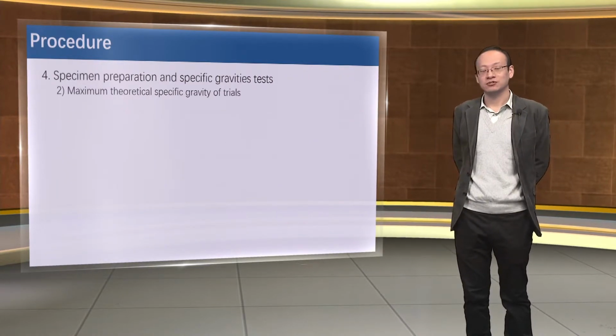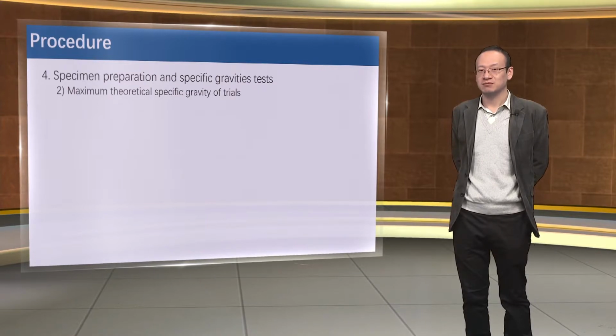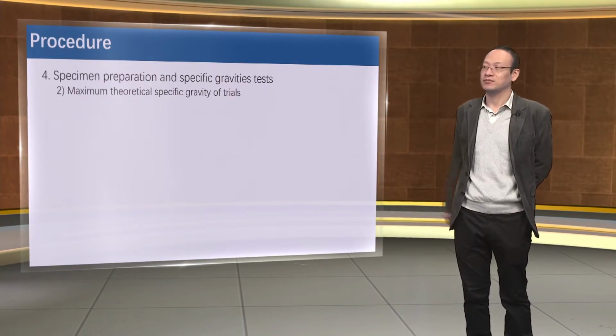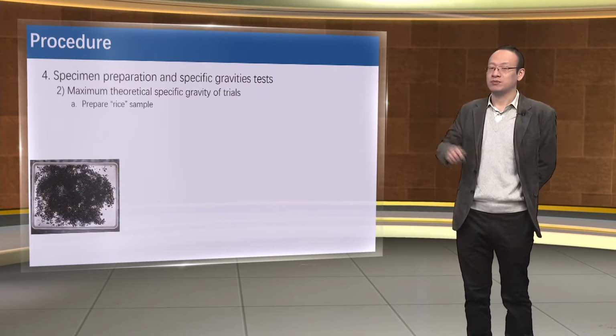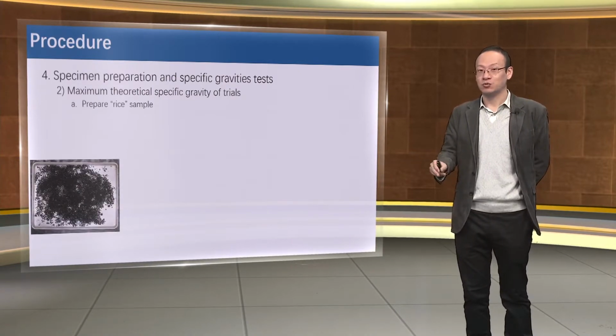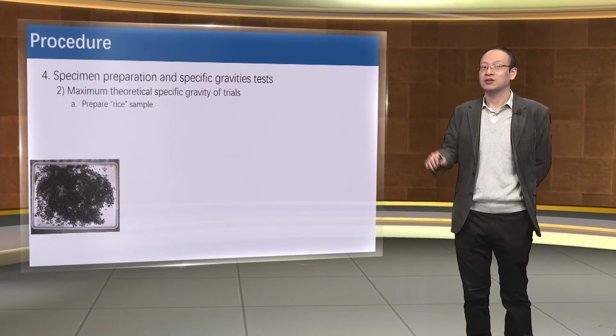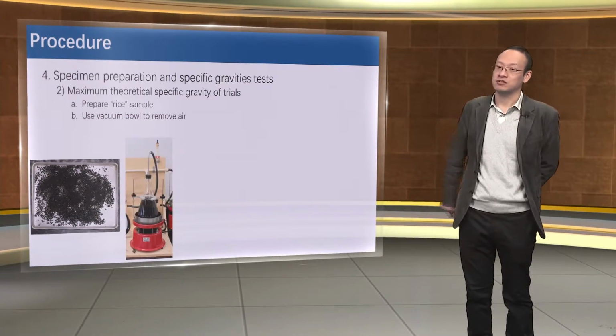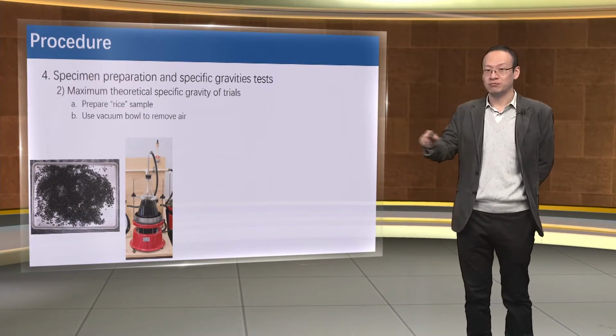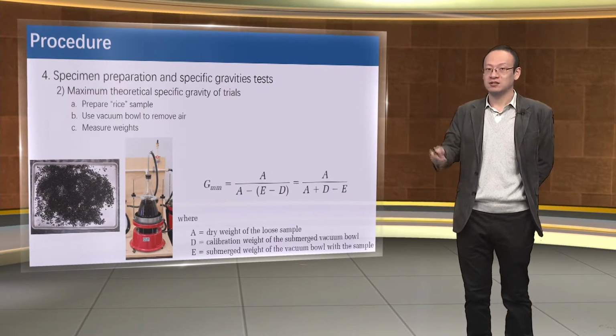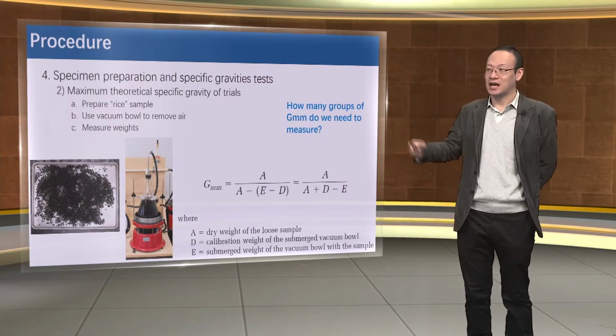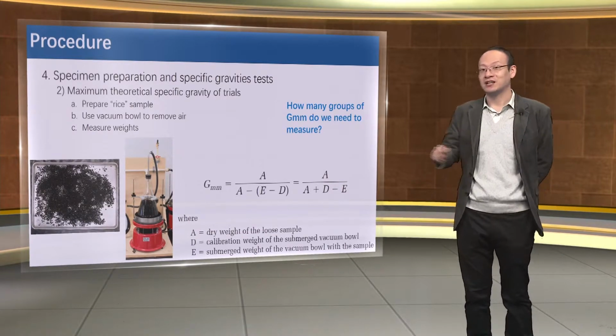Next, we are going to measure the maximum theoretical specific gravity. To do that, we firstly prepare rice samples. We use our hand with glove on to smash hot mixed asphalt mixture into small particles to drive all the air voids from those particles. And then we use the vacuum bowl to remove the air. We measure the weight of the dry rice sample, the weight of the bowl in the water, and the weight of the bowl and the sample in the water. We can calculate GMM.